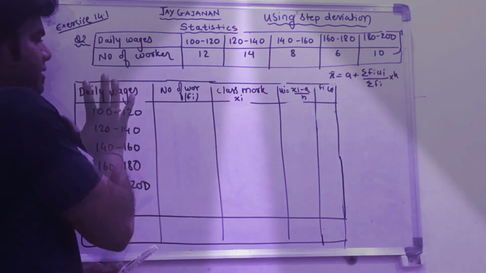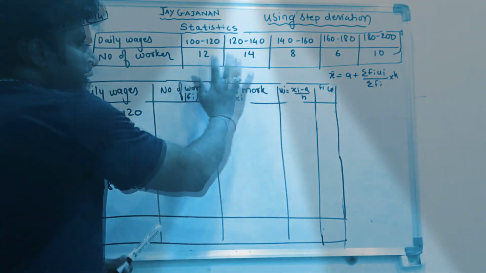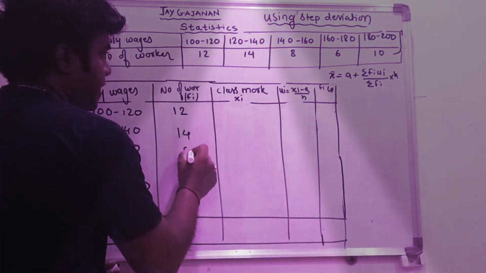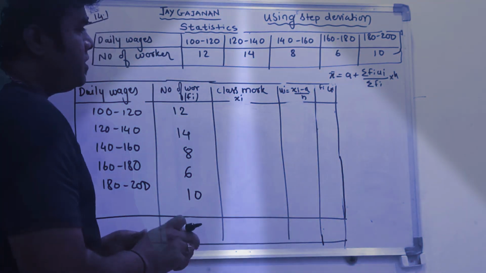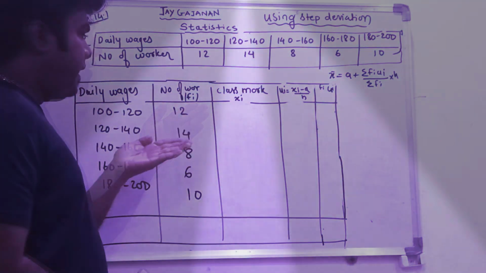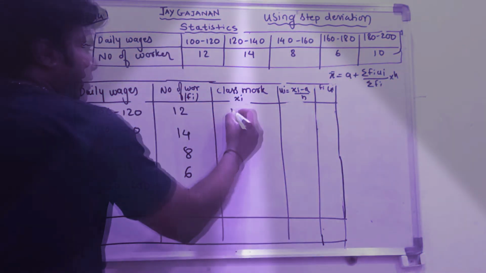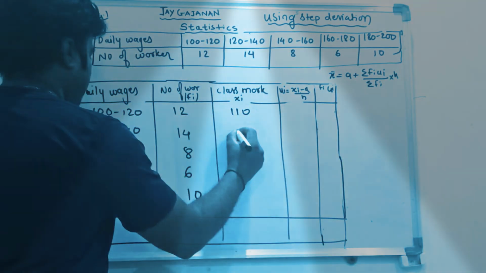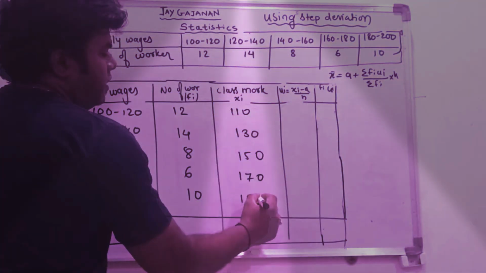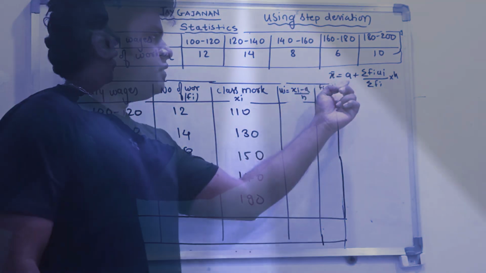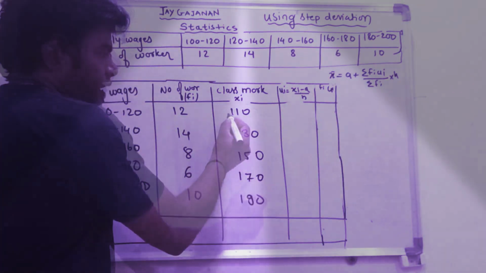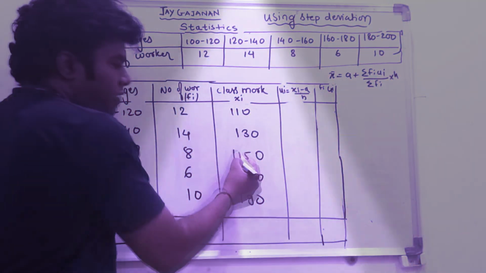Daily wages I have written, that is the class interval. Now number of workers, that is the frequency fi, that I will write here: 12, 14, 8, 6 and 10. Then afterwards the class mark, as I told you, we have to write upper class limit plus lower class limit divided by 2. So here it will be 110, this will be 130, this will be 150, 170 and 190. Now as I told you in the previous video, a will be the middle value of this xi. So here 5 values are there, so the middle value will be this.